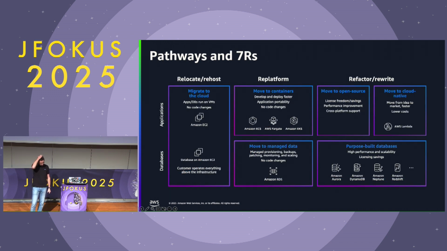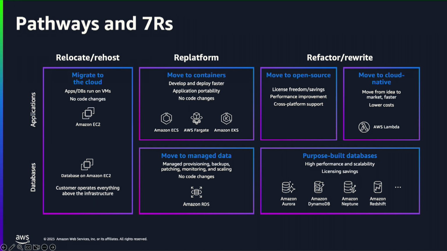So pathways and 7 Rs to go towards cloud, or towards AWS in this case. The ones that want to count, you can see there are only 5. So we're not going to talk about the retain or retire options. We're not going to talk about getting rid of the applications. But if you look at a typical Java workload, it has a database, it has an application. And when you do a relocate or a rehost, you can go to our virtual machines, which are called Amazon EC2. And you can also run your database on Amazon EC2. That means, of course, that you have to do everything on top of that instance.